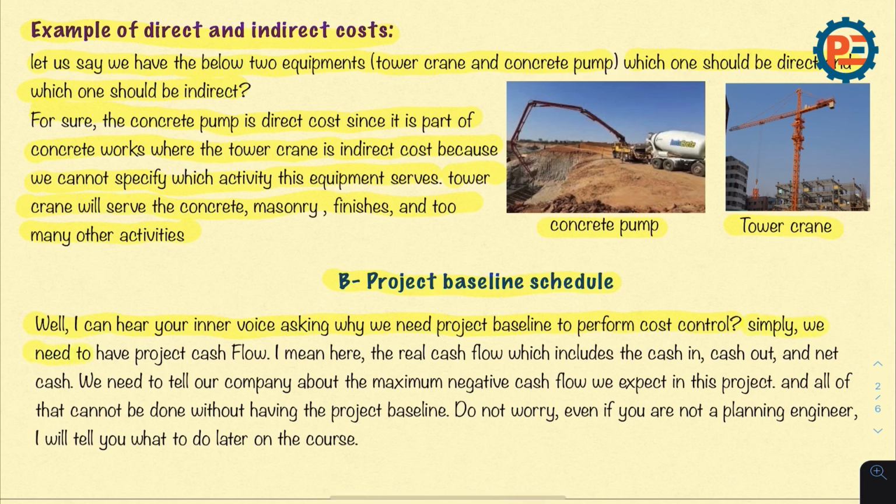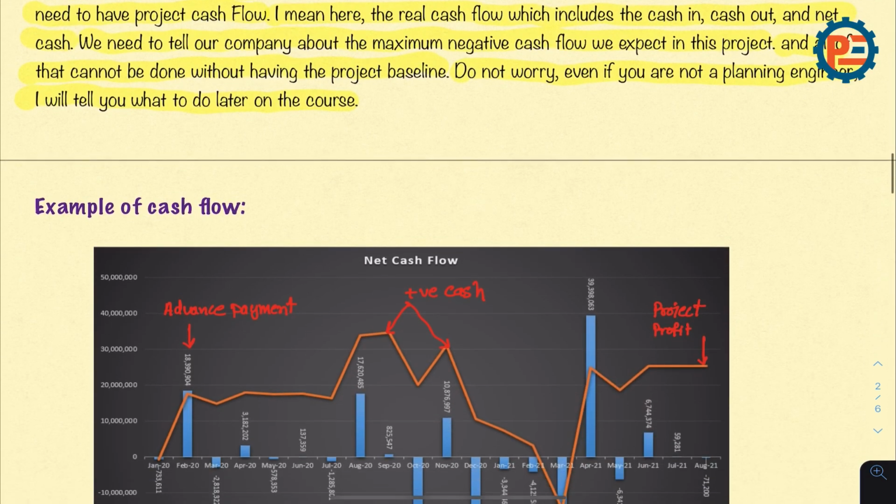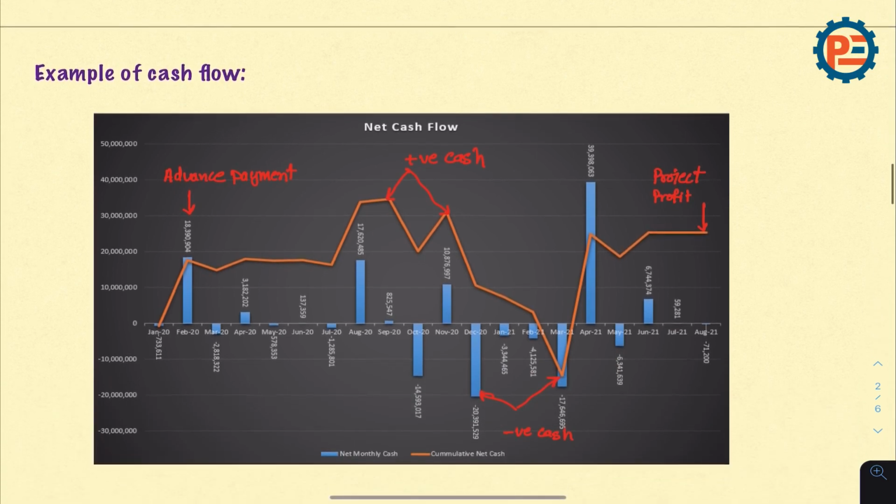we need to have a project cash flow. I mean here the real cash flow, which includes the cash in, cash out, and the net cash. We need to tell our company about the maximum negative cash flow we expect in this project. And all of that cannot be done without having the project baseline. Don't worry, even if you are not a planning engineer, I will tell you what to do later on in the course. So here is an example of the cash flow I'm talking about.